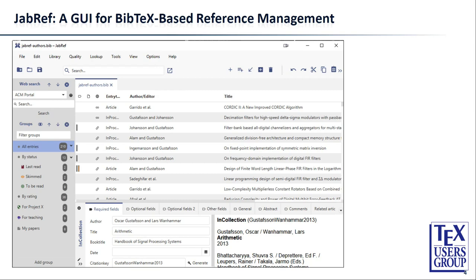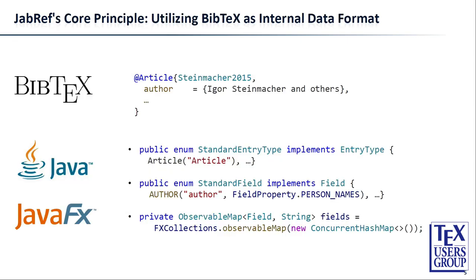And JabRef is not only displaying it as a table, it also allows you to search in the web and to group entries. So this is the overview of the GUI, but before I explain the web search and the grouping, I want to show you the core idea of JabRef.